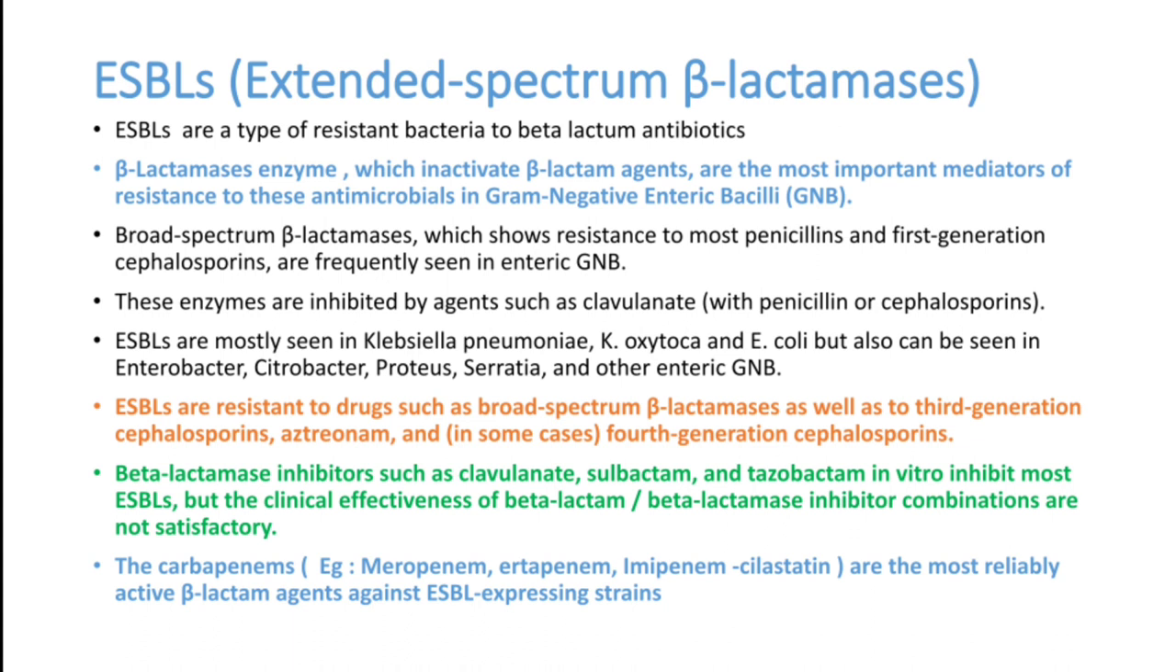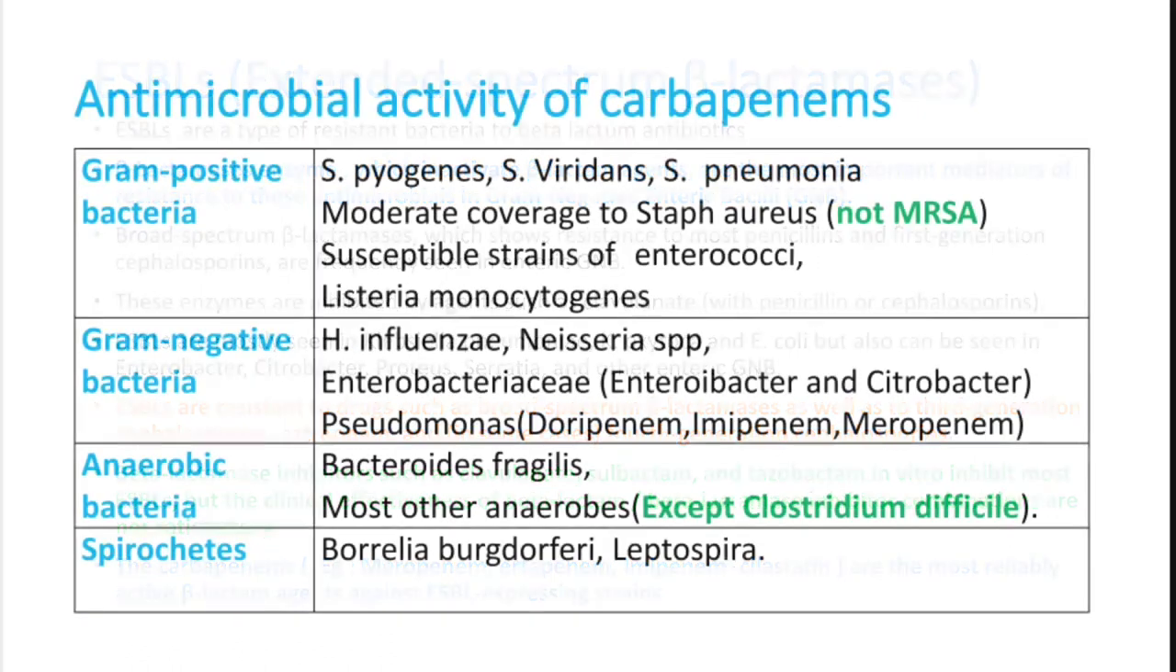ertapenem, like that. Okay. So if you see the antimicrobial activity of carbapenem, don't think that it will cover everything. It will not cover MRSA, it will not cover Clostridium difficile. Other bacteria, most of the bacteria it may cover. So we'll see gram positive bacteria: Streptococcus pyogenes, Streptococcus viridans, Streptococcus pneumoniae, Staphylococcus aureus except MRSA, Enterococci, Listeria, all these things will be covered in the gram-positive group.